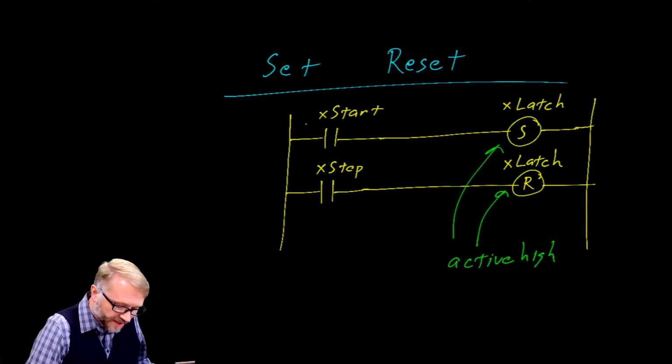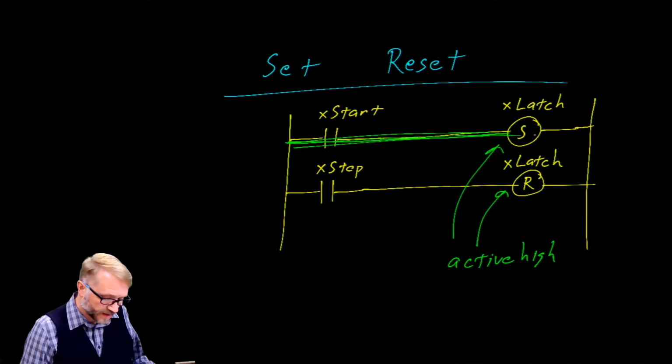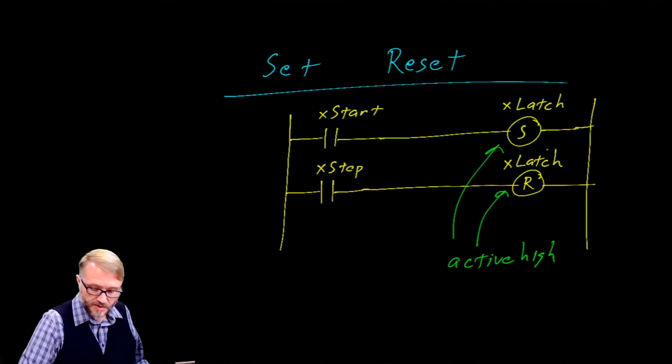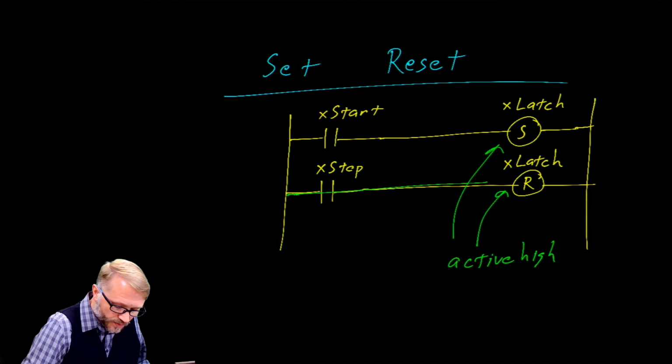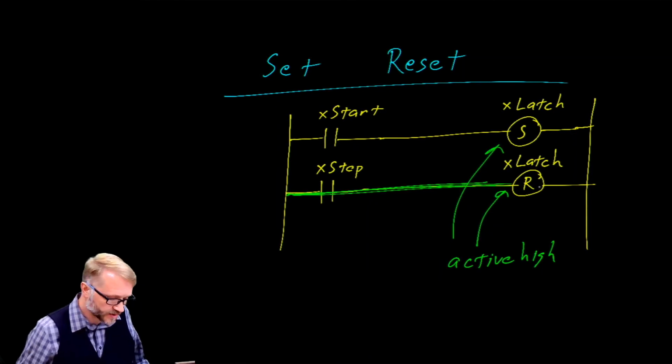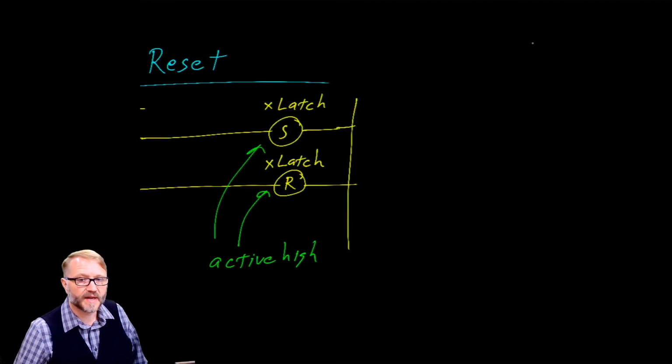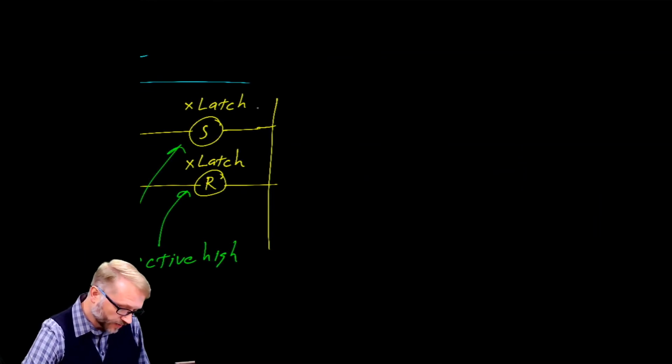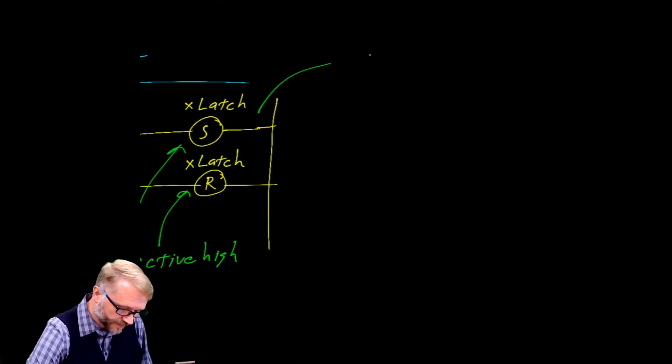For example, if you wanted to set the memory location called Boolean latch, this rung would have to evaluate as true. Likewise, if you wanted to reset the memory location called Boolean latch, this rung would have to evaluate as true. It might help if we show what's going on inside this set coil using our stick figure.